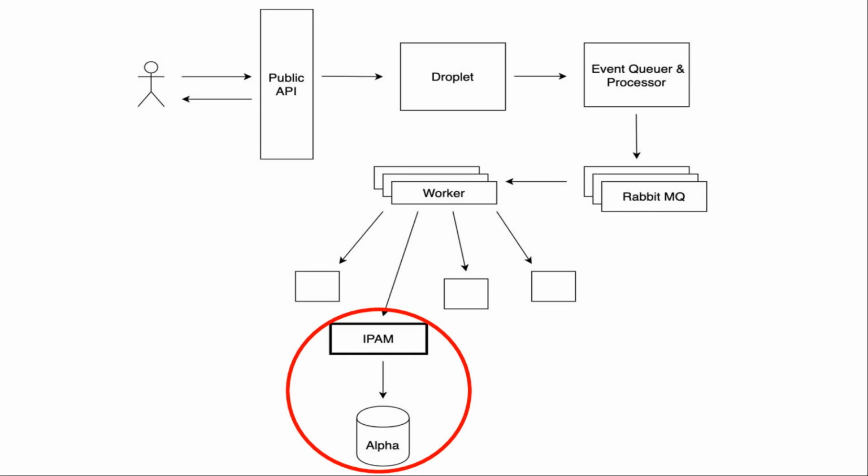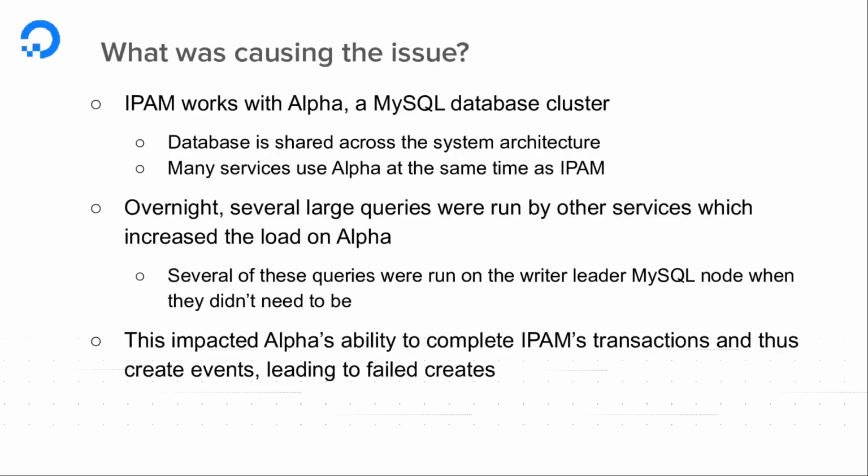And so, like I said, in this entire code path to actually finish allocating an IP, creating that droplet, we have to go through a bunch of steps all the way to the end, which is IPAM speaking with Alpha, which is our database cluster. So this was really where we had to hone in and figure out what was the underlying issue and how can we fix it.